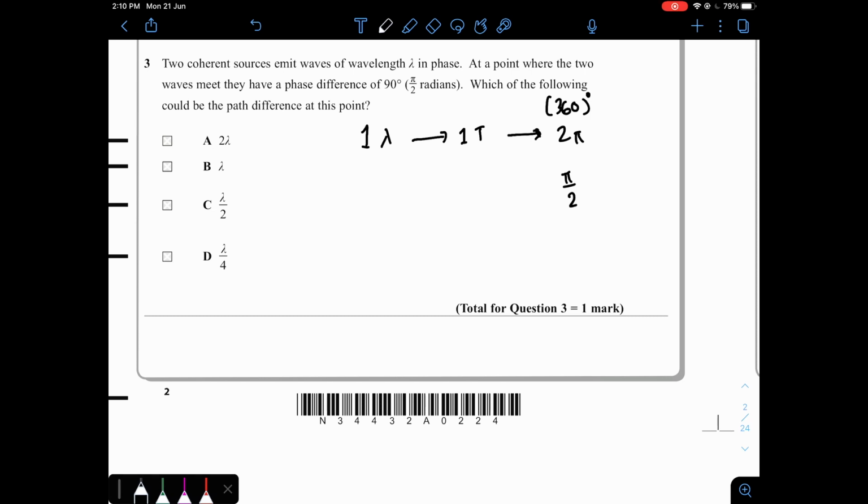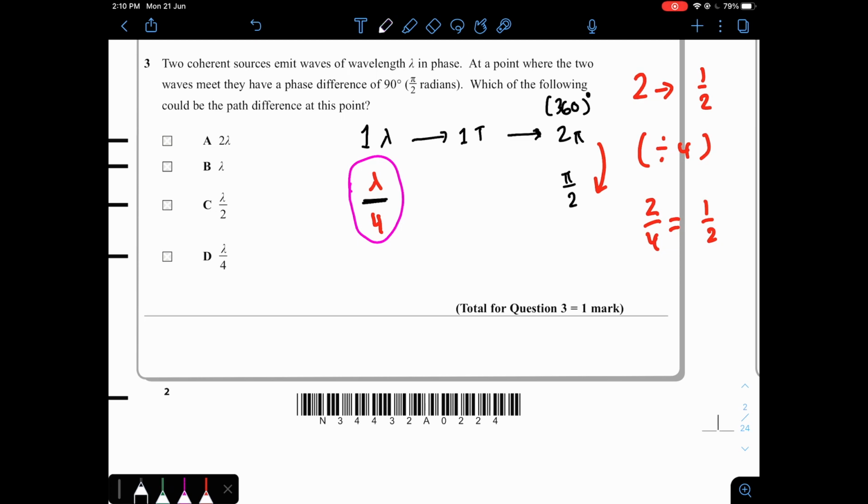Now, we need to find out how this pi over 2 radians affects the lambda over here, right? So, how do we get from 2 pi to pi over 2? How do we get from 2 to a half? We divide by 4, because 2 over 4 is a half. And then we have to divide lambda by 4 as well. So our path difference should be lambda over 4. Simple as. The answer is lambda over 4, which is D.